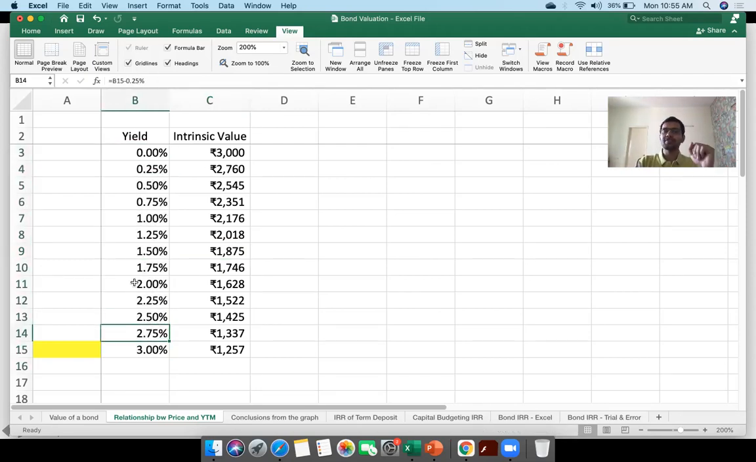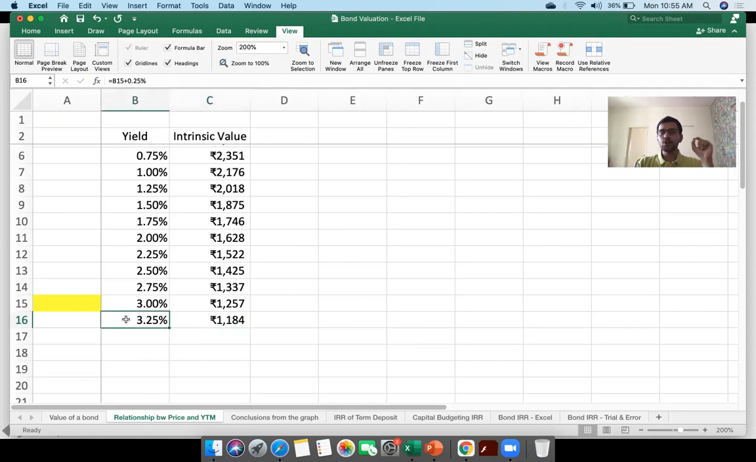Now, just like how I've decreased the yield by 0.25%, I would also like to increase the yield by 0.25% and calculate the price at each of those respective yields. I'm doing the same thing that I've done on the downside. Sorry, I've forgotten to add the 0.25% symbol. The meaning of this is at 3.25%, the intrinsic value is 1,184, which means the price I'm supposed to pay for this bond, if my required rate of return is 3.25%, is 1,184.